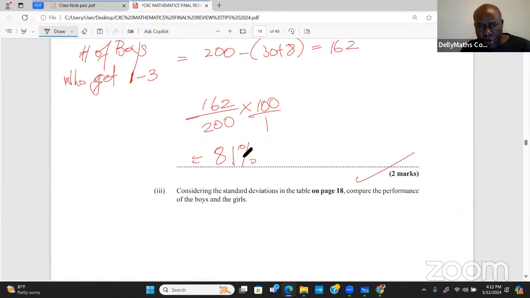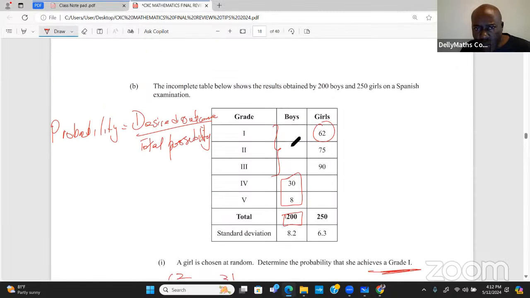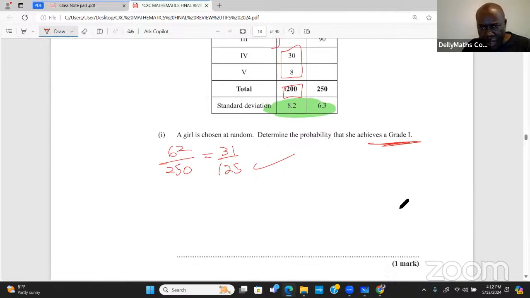Okay, oh, it's in the table. Hold on. Standard deviation, oh, it's at the bottom. Okay, so boys is 8.2, girls is 6. So the standard deviation was actually given in the table right here. So let us take a look. It's right here. So I'm going to write it down there, then we respond to the question. So 8.2 for boys and 6.3 for girls.